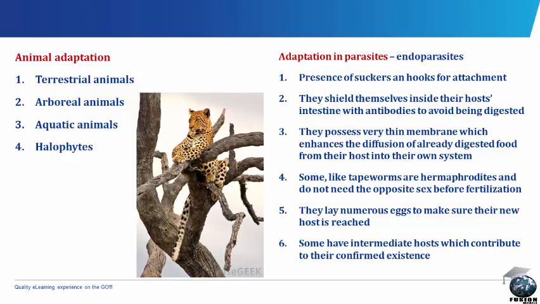The halophytes. Halophytes are salt-resistant organisms. They may be plants or animals. Examples of plants are the white mangrove and red mangrove, while the examples of halophyte animals are all marine animals like the sharks, whales, etc.